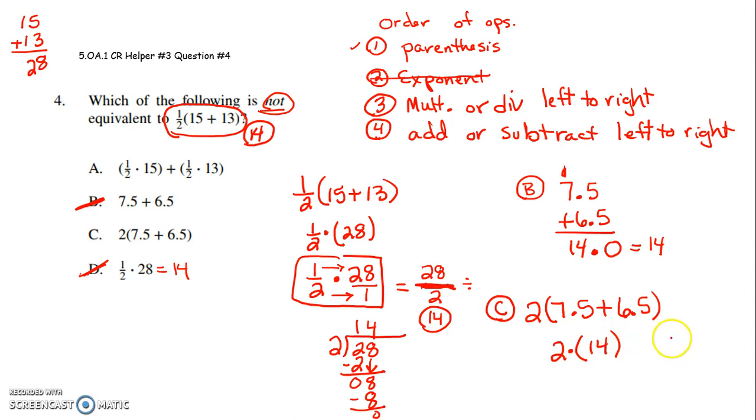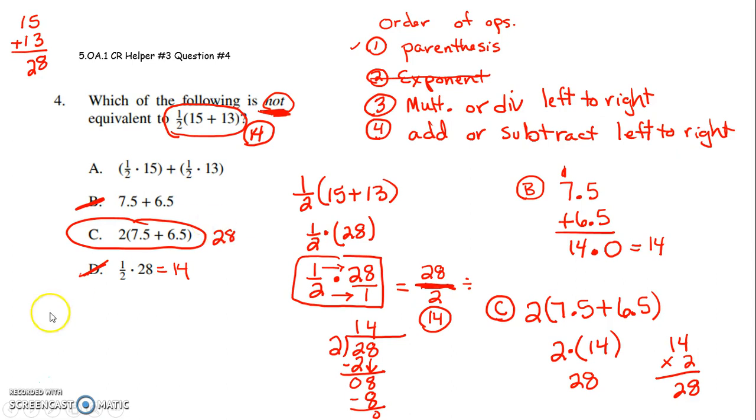2 times 14. If you need to long multiply, do that off to the side. 2 times 4 is 8. 2 times 1 is 2. This answer is 28. So what one is not equivalent to this? Not 14? Oh, 28 is certainly not 14. I know that video was a little bit long, but hopefully that helps.